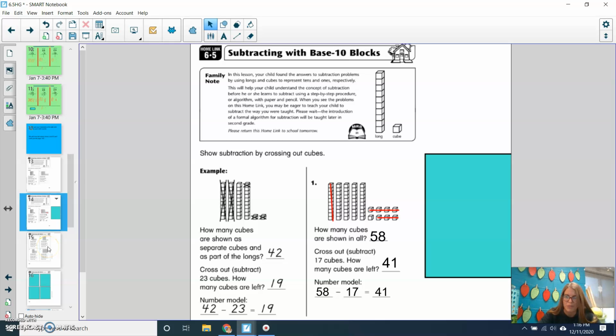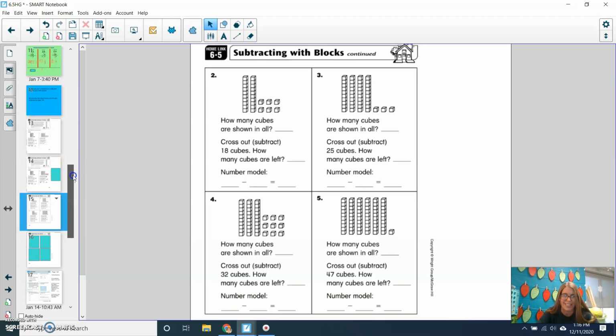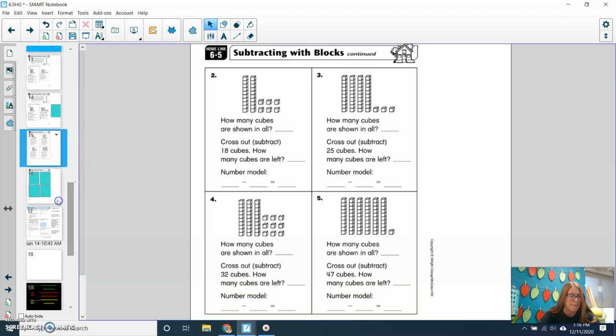We have some more problems like this to practice. So if you look at the back side, we have problems 2, 3, 4, and 5. Can you press pause and solve these problems and then press play when you're ready to check? Press pause now.